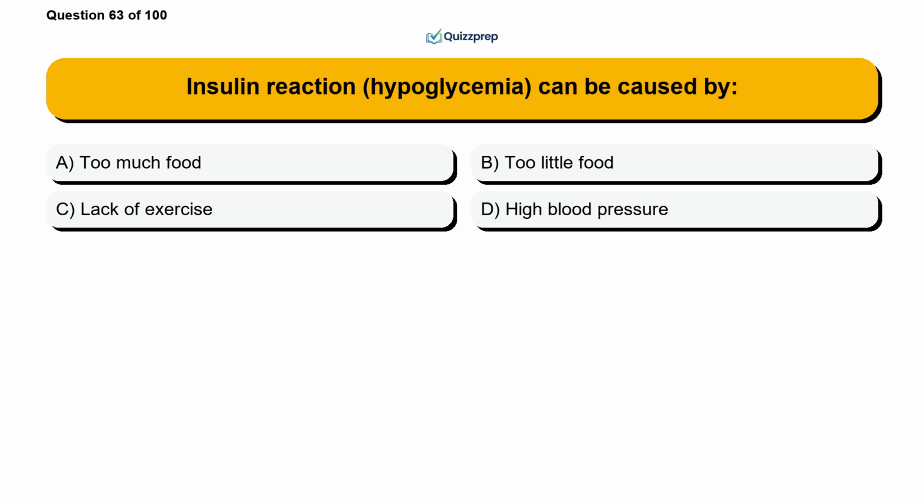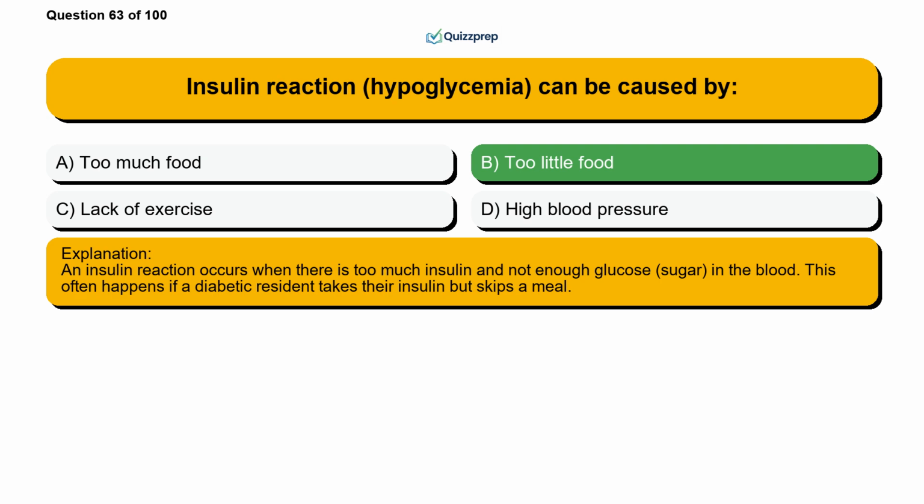Question 63. Insulin reaction, hypoglycemia, can be caused by option A, too much food. Option B, too little food. Option C, lack of exercise. Option D, high blood pressure. The correct answer is option B, too little food. An insulin reaction occurs when there is too much insulin and not enough glucose, sugar, in the blood. This often happens if a diabetic resident takes their insulin but skips a meal.